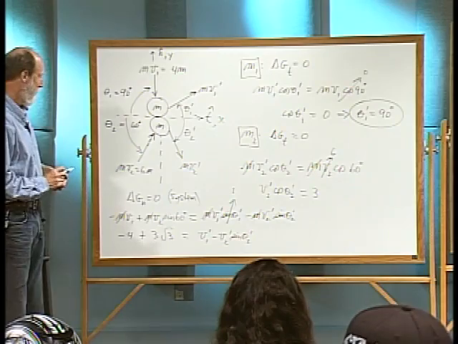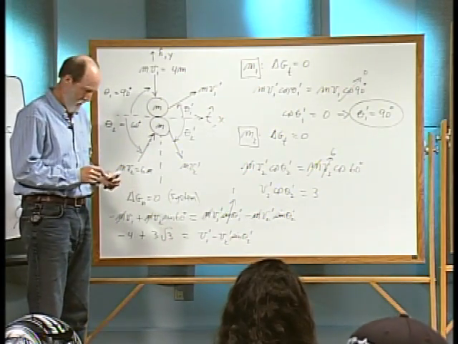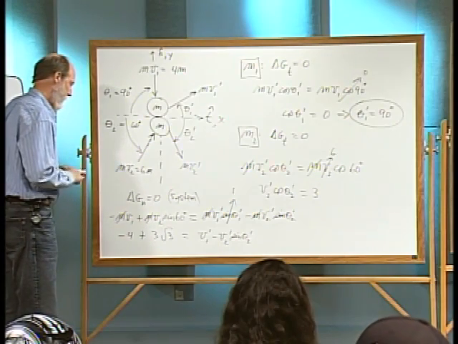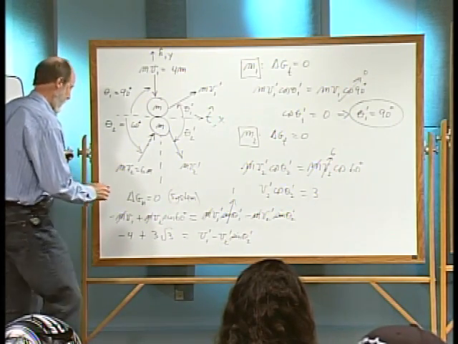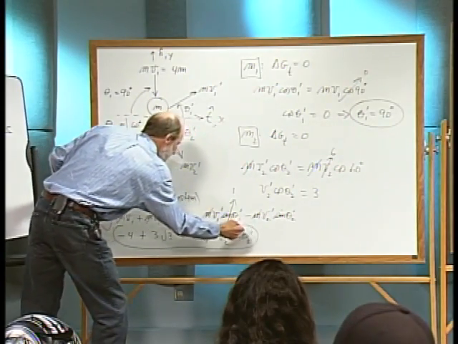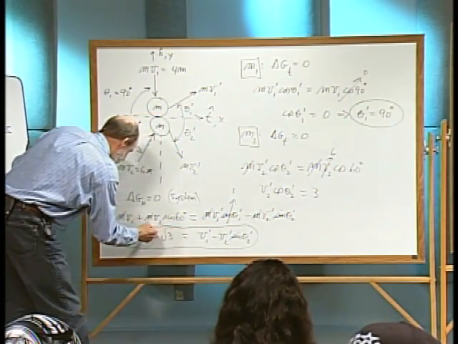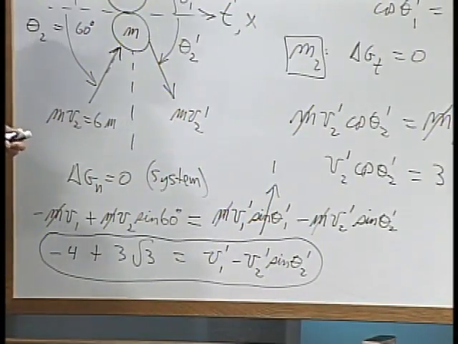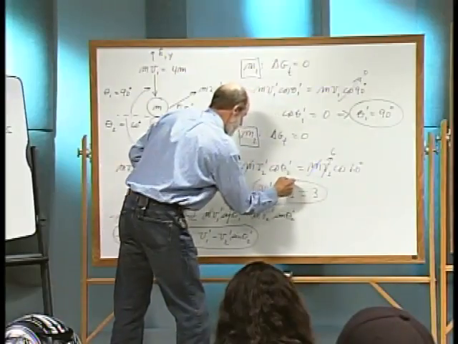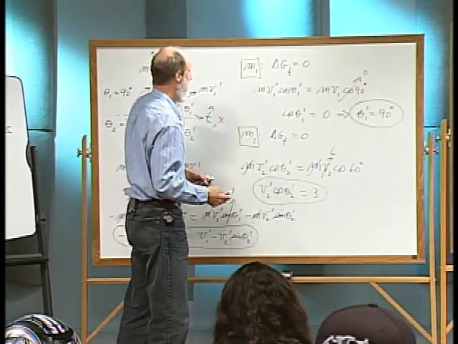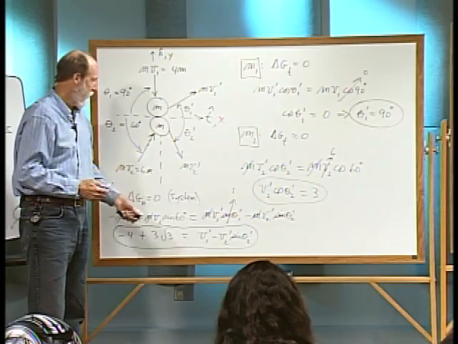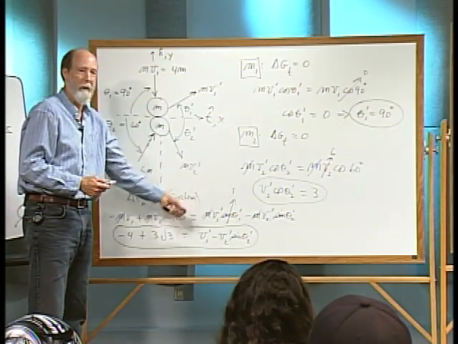How many unknowns are floating around in these equations? We have an equation down here involving 3 unknowns. And then we have an equation here involving 2 of those 3. Yeah. So we have 2 equations with 3 unknowns here.